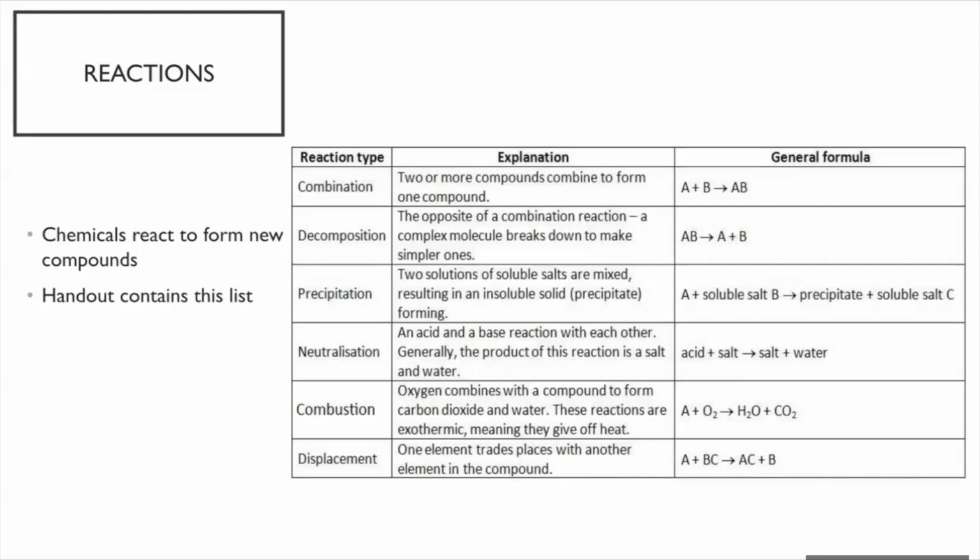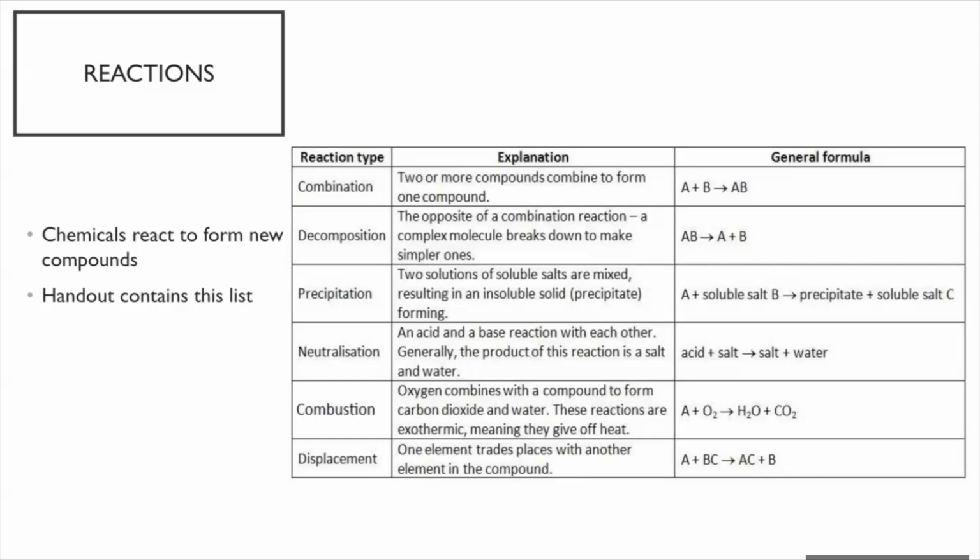A combustion reaction is when oxygen combines with a compound to form carbon dioxide and water. These reactions are exothermic, meaning they give off heat. So this formula can look like A plus oxygen, elemental oxygen, yields H2O, water, plus CO2, carbon dioxide.